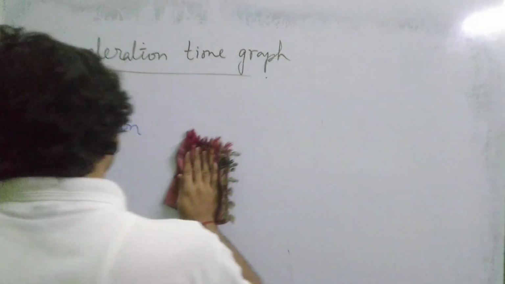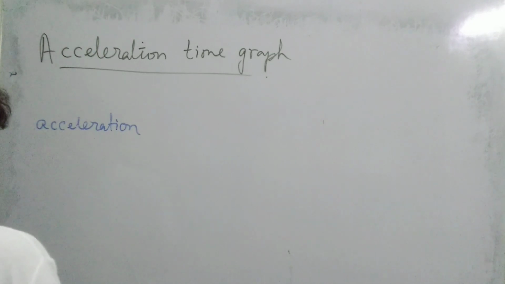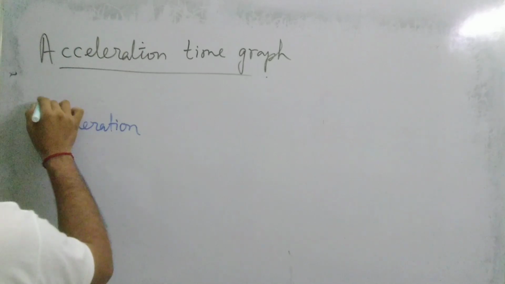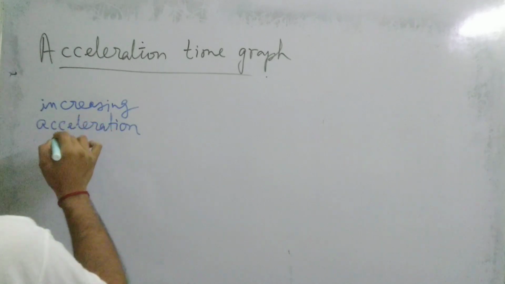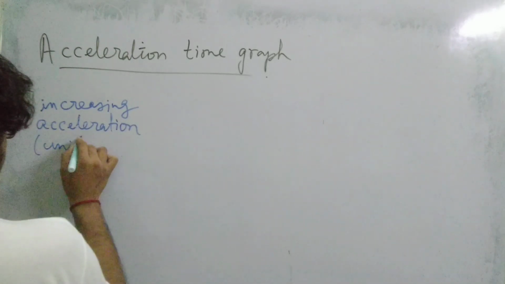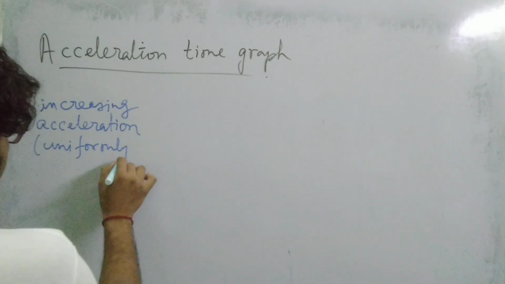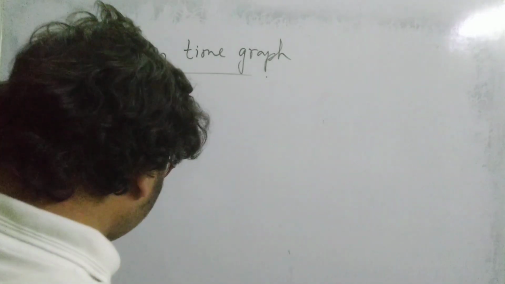If the acceleration is not uniform, it's increasing acceleration, but that increases in a constant way. The acceleration that is increasing is increasing in a linear fashion, uniformly. The previous case was a constant, but here if it is uniformly increasing, what does the graph look like?